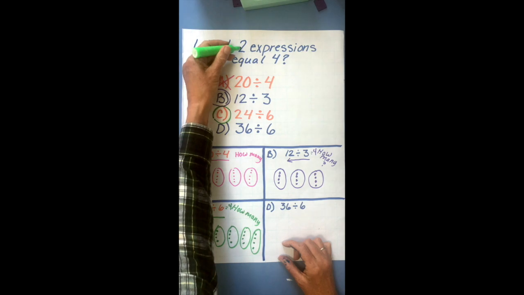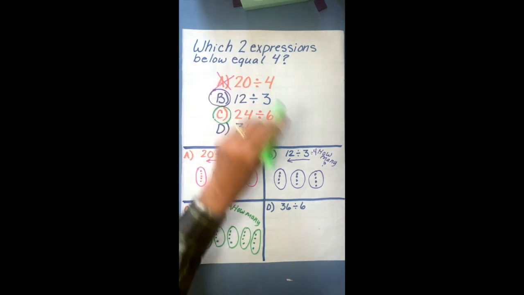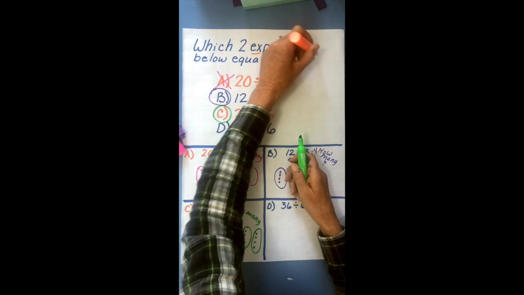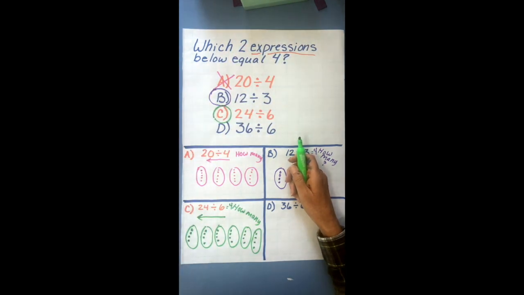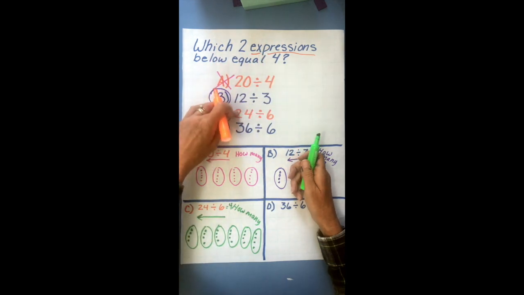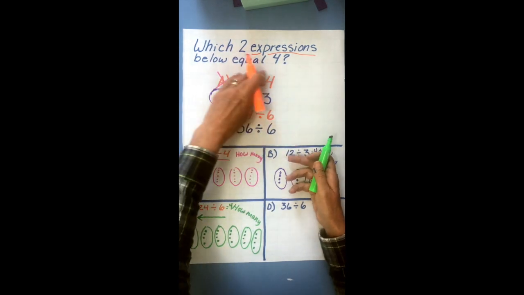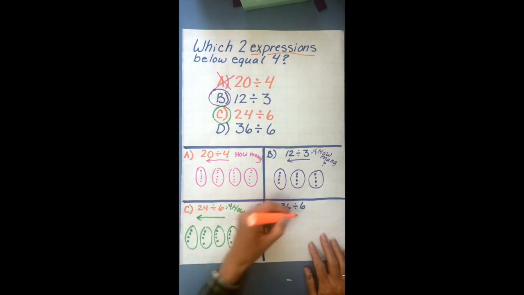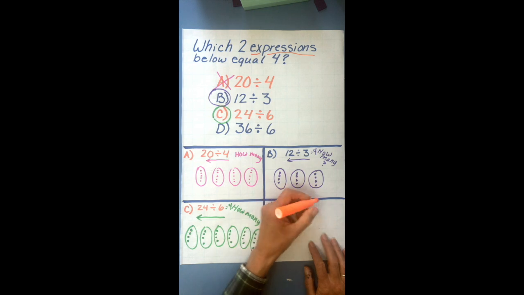Now it says there's only 2 expressions. Remember from before that we know this scary word right here just means it doesn't have any equal signs. It's just writing it without that equal sign, okay? So if I take this last expression, 36 divided by 6, I go the opposite direction. I'll use this color. And I ask how many?